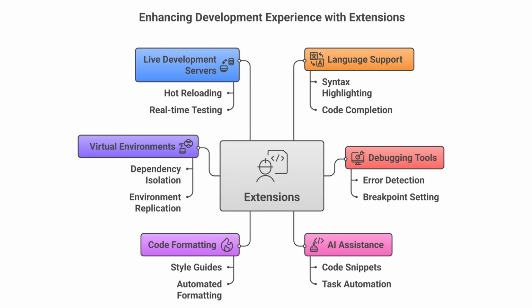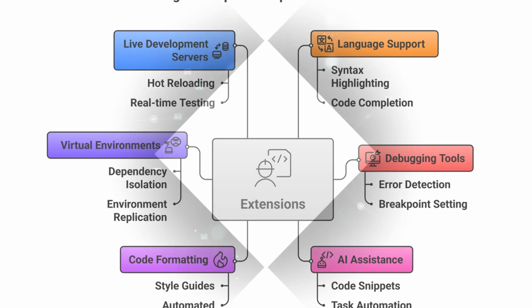Extensions allow VS Code to adapt to any coding workflow. They enable language support, debugging tools, AI assistance, code formatting, virtual environments, live development servers. With the right extensions, you write faster, debug smarter, and automate more.